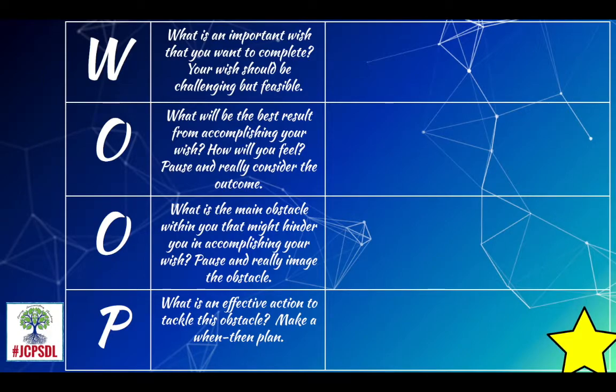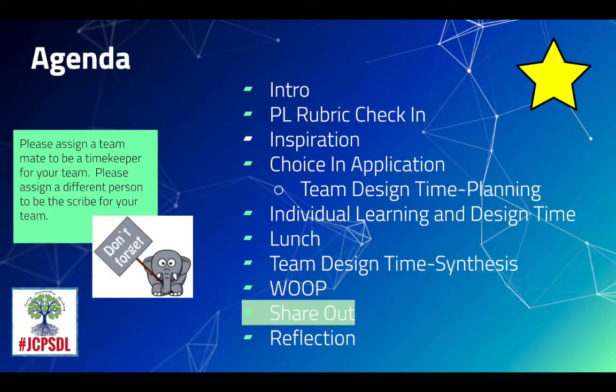The first O is an outcome. The second O is an obstacle that you anticipate encountering. And then the P is a plan. What's your plan for implementing your learning from today? We'll be sharing this out with the group with a really quick informal feedback protocol during our share out section on the agenda as we begin to wrap up.